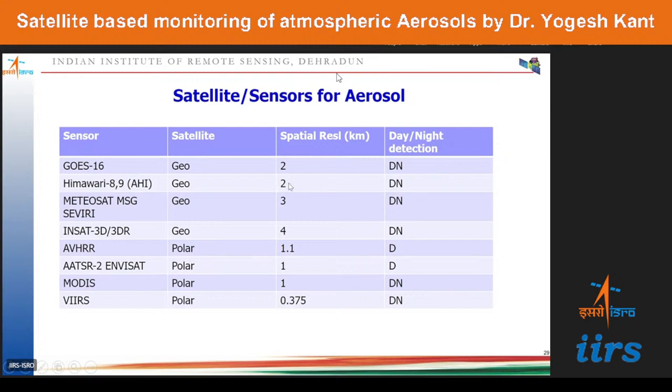Himawari 2 kilometers, Meteosat SEVIRI 3 kilometers, our INSAT 3D and 3DR. These are two different sensors, but having the same configuration: 4 kilometer resolution. And these are Earth observation satellites. These are around 600 to 700 kilometers, and they provide slightly higher resolution than the geostationary. So this is 1 kilometer. VIIRS is 375 meter.